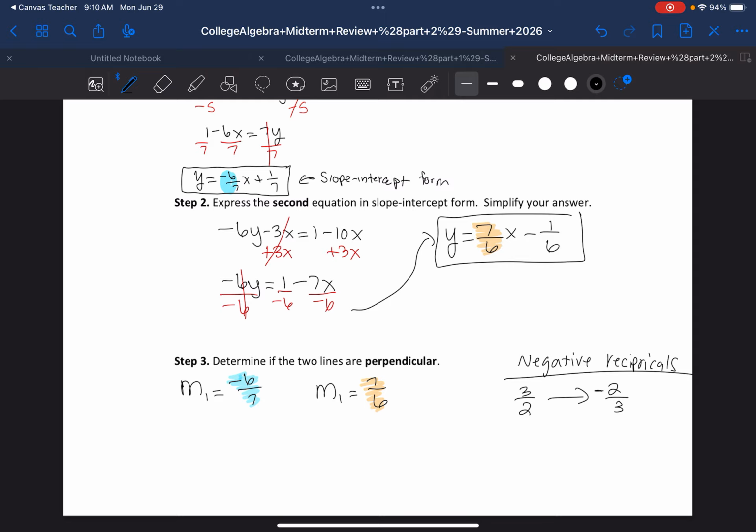So it's like, is it flipped upside down, and are they opposite signs? This is an example of negative reciprocals. And so if two lines have slopes that are negative reciprocals, then they are perpendicular. And if their slopes are the same, then they're parallel, like we just said. So these two are negative reciprocals of each other, because this one's negative 6 over 7. If I flipped that, 7 would be on top, 6 would be on bottom, and then this is positive. So these two lines are perpendicular, sorry.